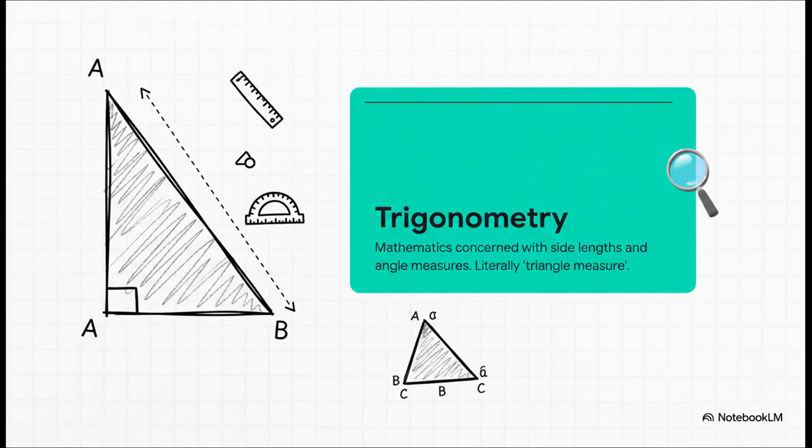So let's demystify the jargon for a second. Trigonometry sounds super intimidating, I know, but it actually comes from Greek words that just mean, well, triangle measure. That's the whole shebang. It's just the branch of math that deals with the relationship between the lengths of a triangle's sides and the measures of its angles. Oh, and a quick heads up. To keep things simple for this explainer, we're strictly dealing with right-angled triangles today. You know, the ones with that perfect 90-degree corner.